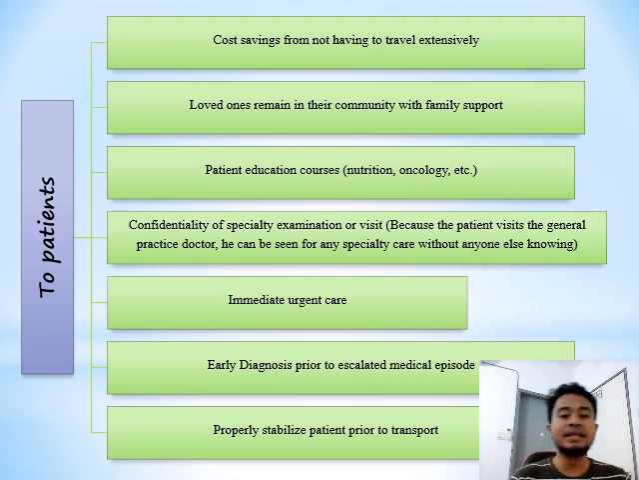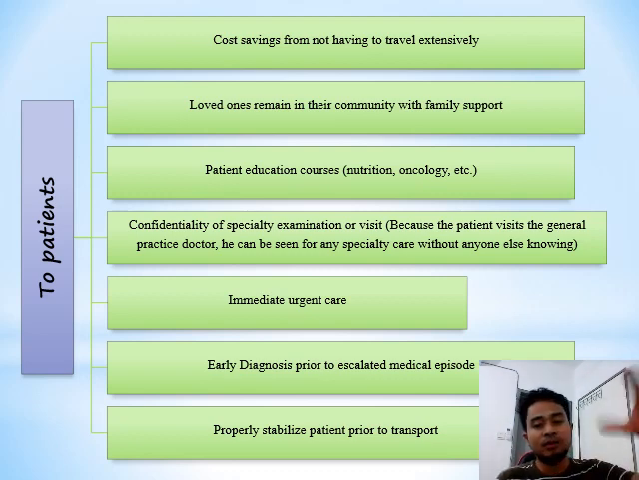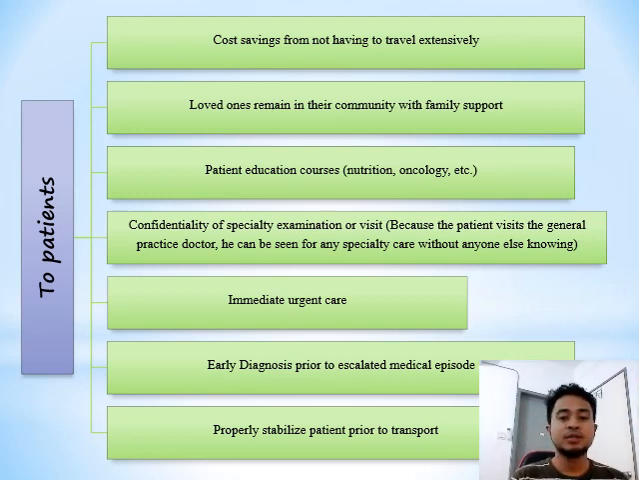And then immediate urgent care. You can directly get immediate support, early diagnosis prior to an escalated medical episode, and lastly, proper stabilization of the patient prior to transport. Because you get better education and instruction before the ambulance comes, so you know what to do, and it can be live from a video or from your phone. So those are the two benefits, but there are a lot of benefits within these two categories, to the health provider and even to the patient.